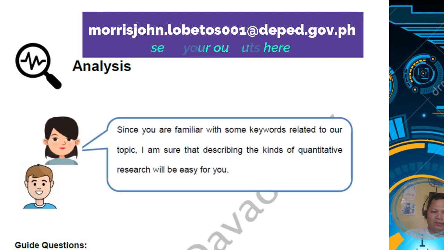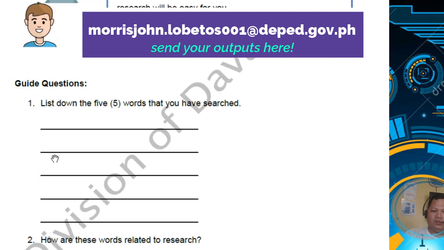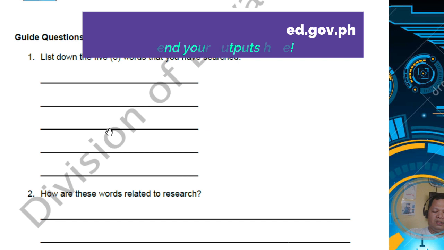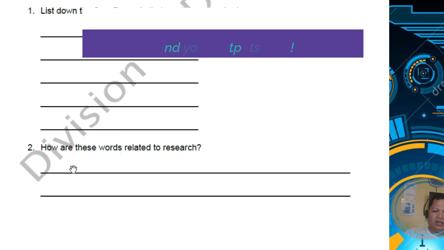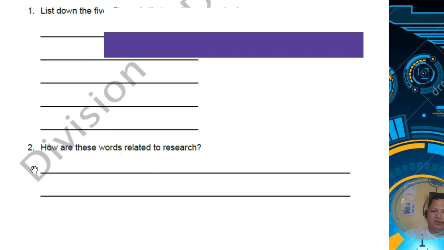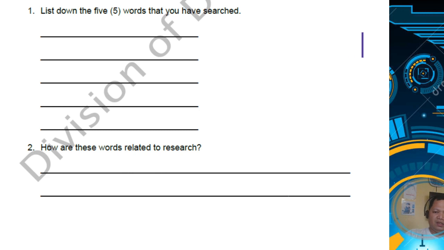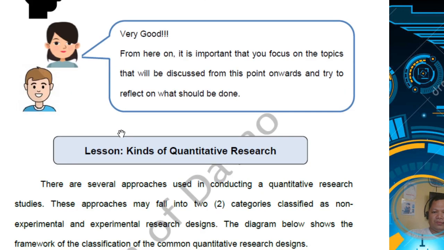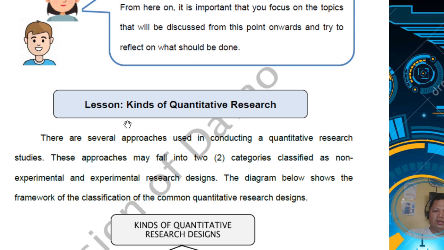Let's have guide questions. After finding the words you encircled in the maze, let's have this written here. How are these words related to research? You answer these questions. Then let's proceed to the kinds of quantitative research.